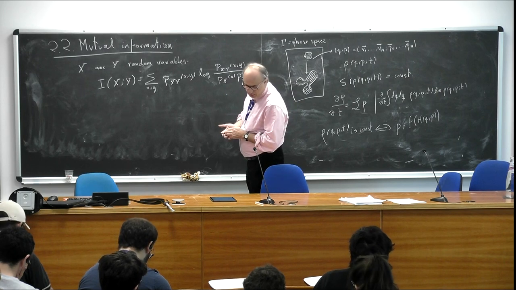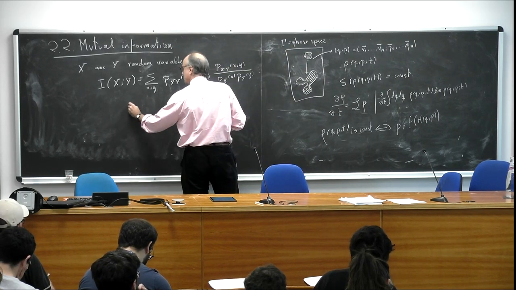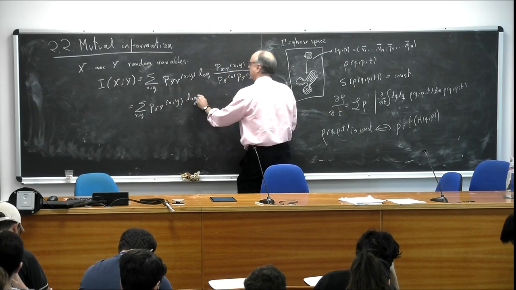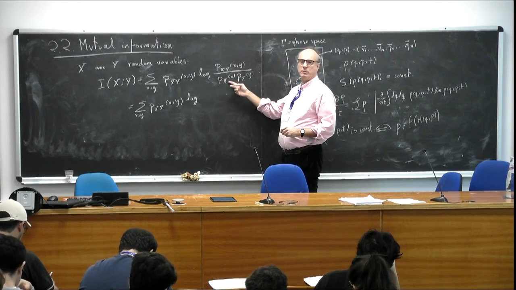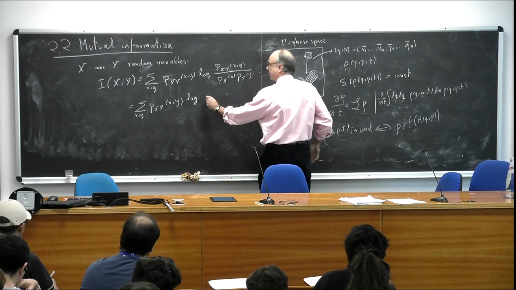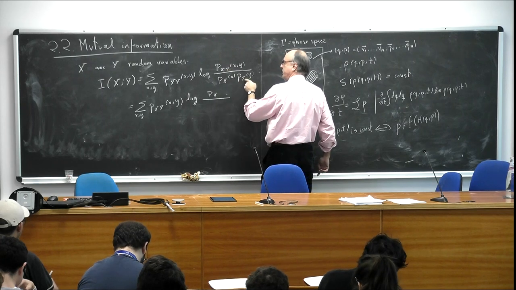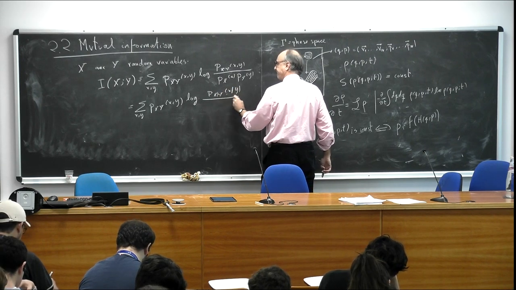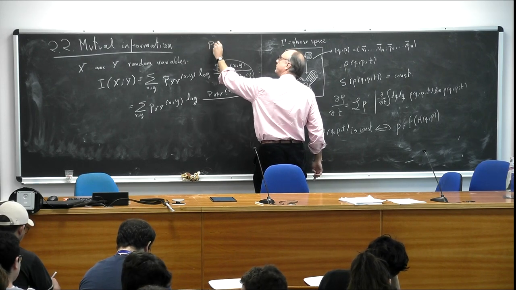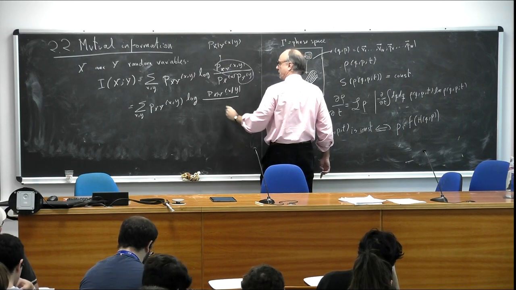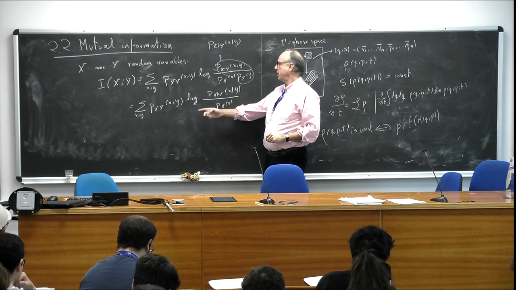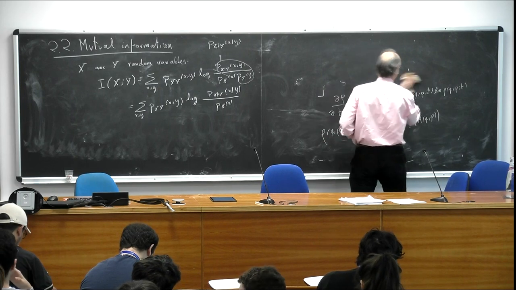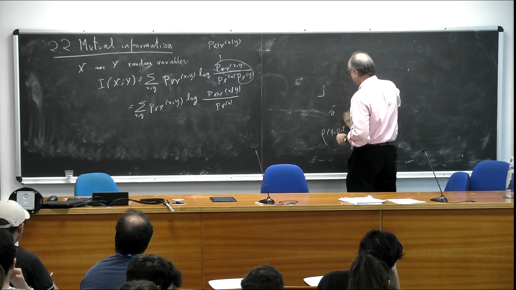You can write this mutual information in different ways. For instance, by definition, the joint probability distribution divided by the marginal is the conditional distribution. So I can write this also like that. If I combine these two, I get the conditional probability P(y|x) divided by P(y). And you can use these two definitions to express the mutual information in terms of Shannon entropies.